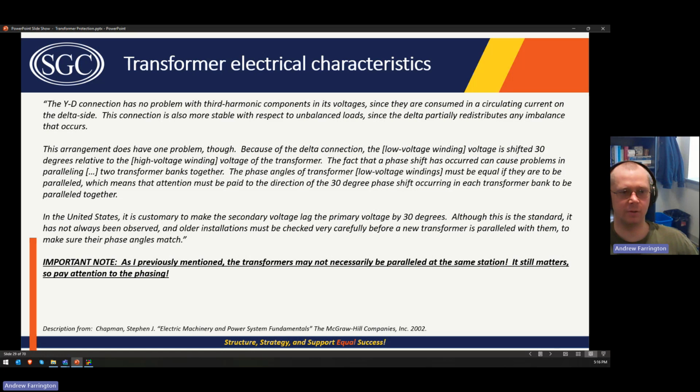The one downside of the delta Y transformer is that it's got a phase shift that you have to worry about. But now that you have had this class, you know all about it, and you're going to nail it every time, and you don't have to worry about it. And if you don't have to worry about that, delta Y transformers are great. 90% of the transformers you work with during the course of your career will likely be delta Y transformers.